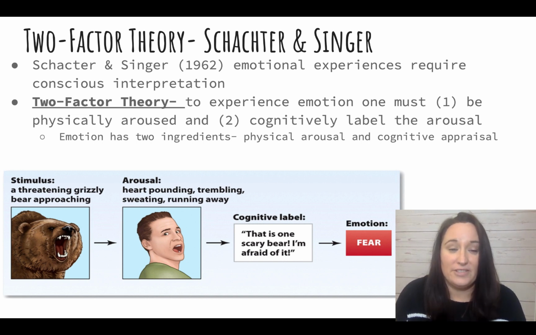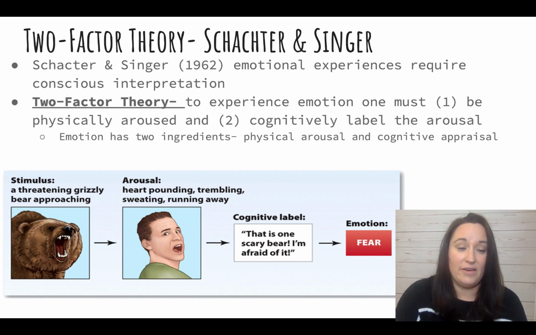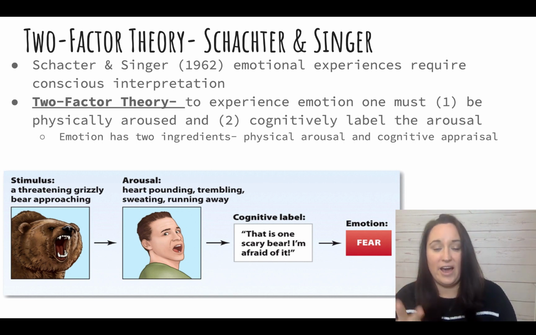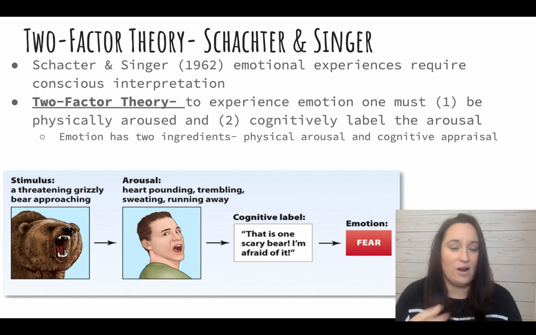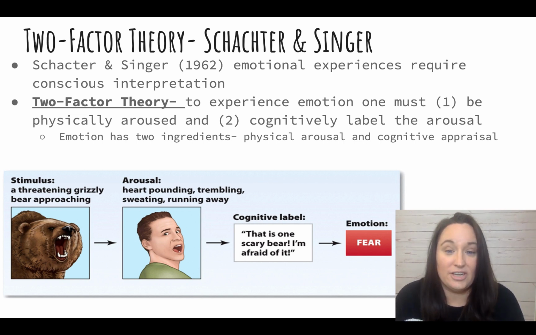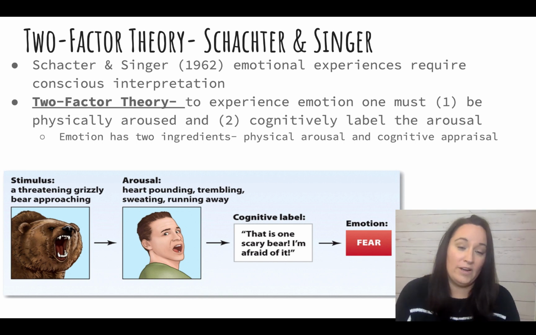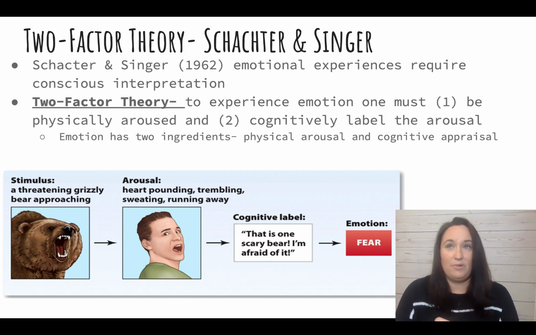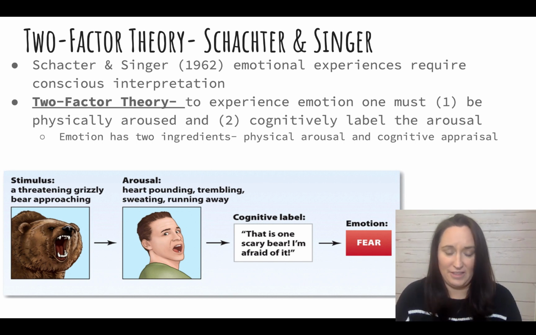So, for example, we see the bear, we have the arousal factor, we get the heart pounding, all that stuff, and then we label this like, oh my gosh, I'm terrified, and then we experience that. The cognitive labeling is important, they say, because, for example, you can get your heart pounding and stuff like that, and you're not sure why. Is it because you're excited? Are you a little bit afraid? Like, what is it? So that cognitive decision is actually really important in determining what kind of emotion.